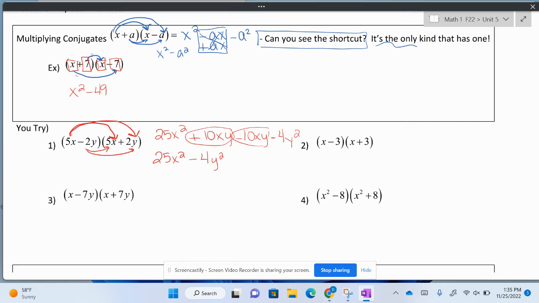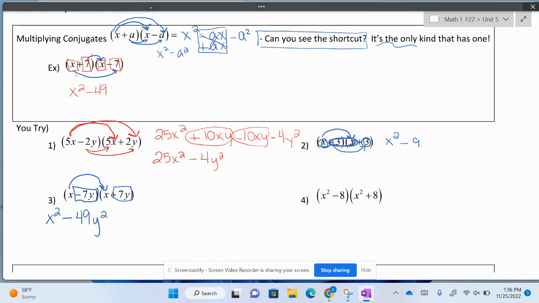So for example number 2, I'm just going to use the shortcut. X times x is x squared. Negative 3 times positive 3 is negative 9. Because remember, multiplying these two together and these two together cancel out. Again, I'm going to use the shortcut. X times x is x squared. Negative 7y times a positive 7y is negative 49y squared.